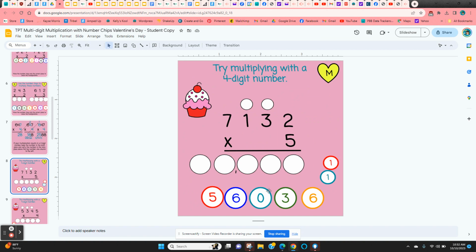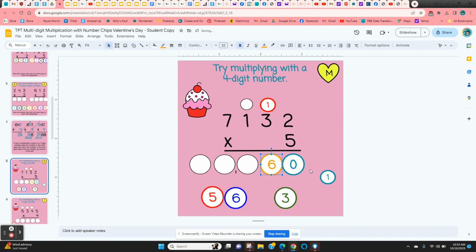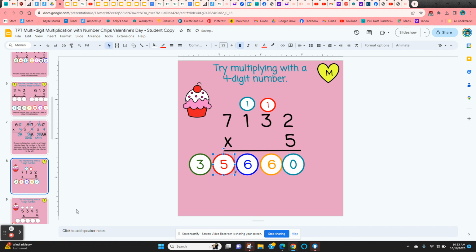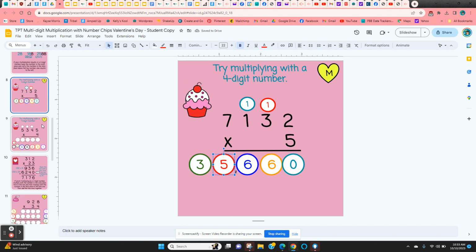So 5 times 2, they're going to leave the 0 here and carry a 1. 5 times 3 is 15, plus 1 is 16. They're going to place the 6, carry the 1. 5 times 1 is 5, plus 1 is 6. And then 5 times 7 is 35. And they get their product of 35,660. They're going to do the same thing on the next slide.